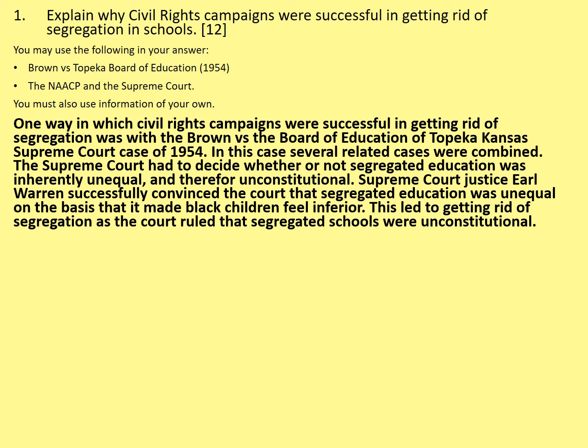In this case, several related cases were combined. The Supreme Court had to decide whether or not segregated education was inherently unequal and therefore unconstitutional. Supreme Court Justice Earl Warren successfully convinced the court that segregated education was unequal on the basis that it made black children feel inferior. This led to getting rid of segregation, as the court ruled that segregated schools were unconstitutional. So I've included some own knowledge on the ruling there and about Earl Warren as well. So that's getting me marks for AO1 in addition to what the stimulus point told me.